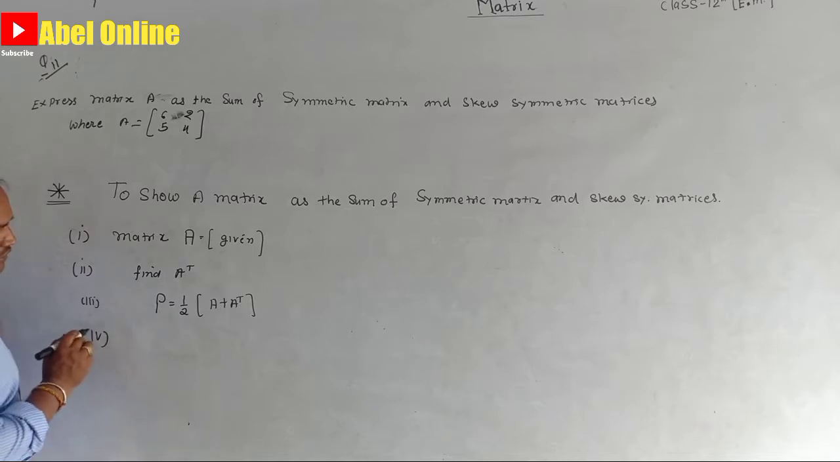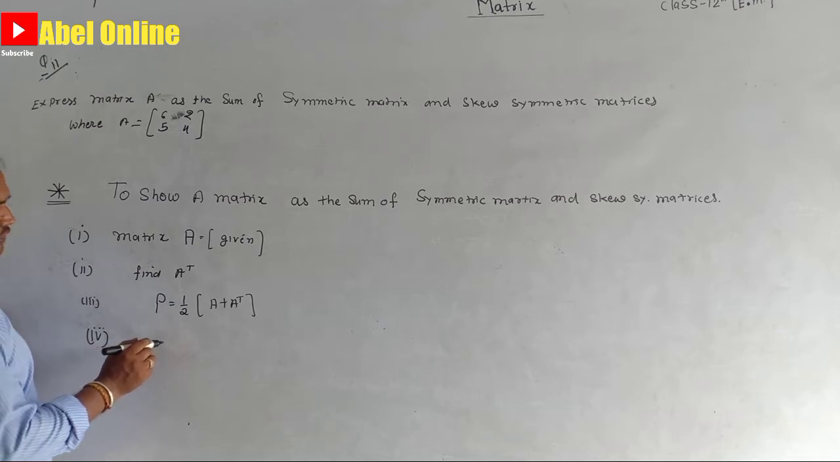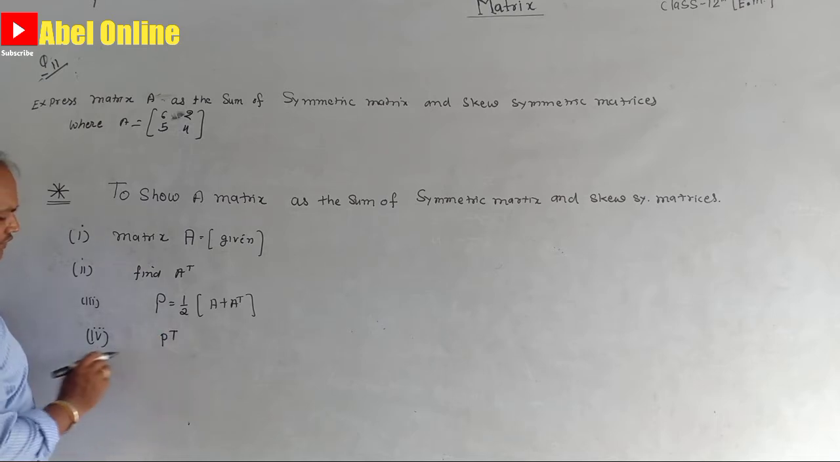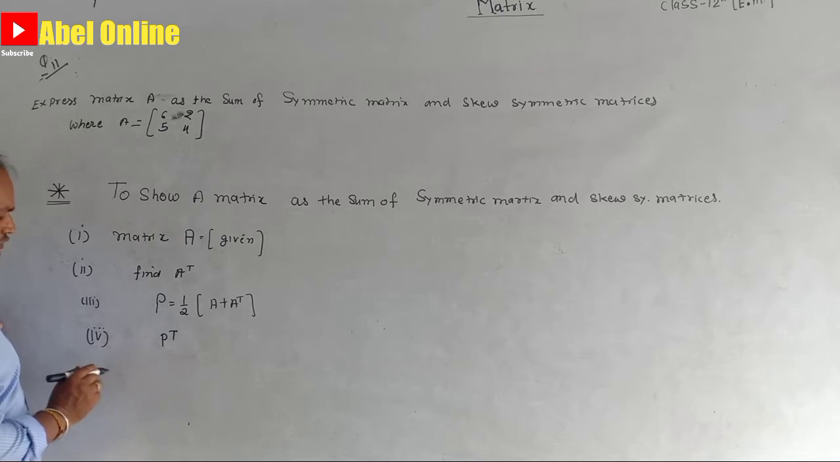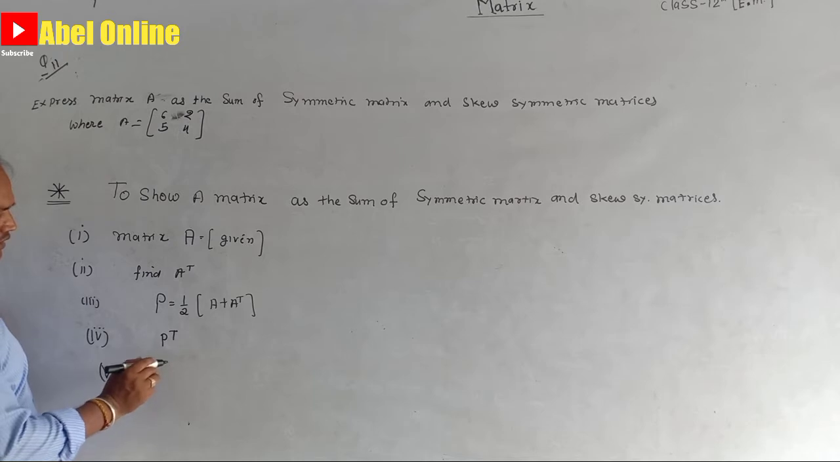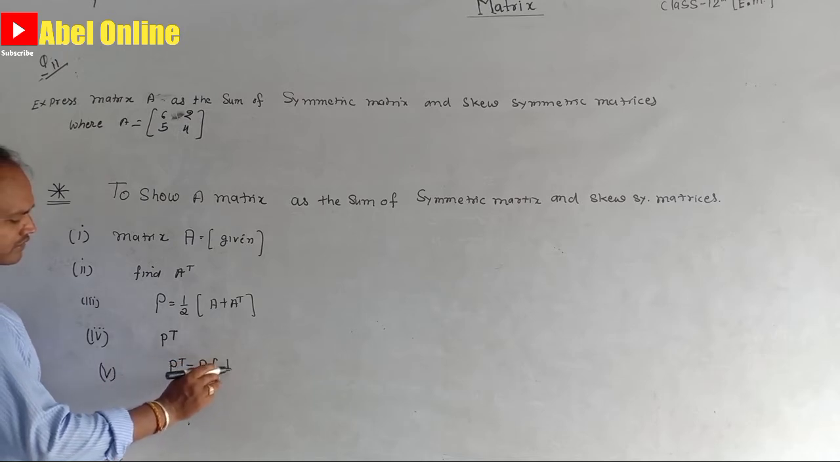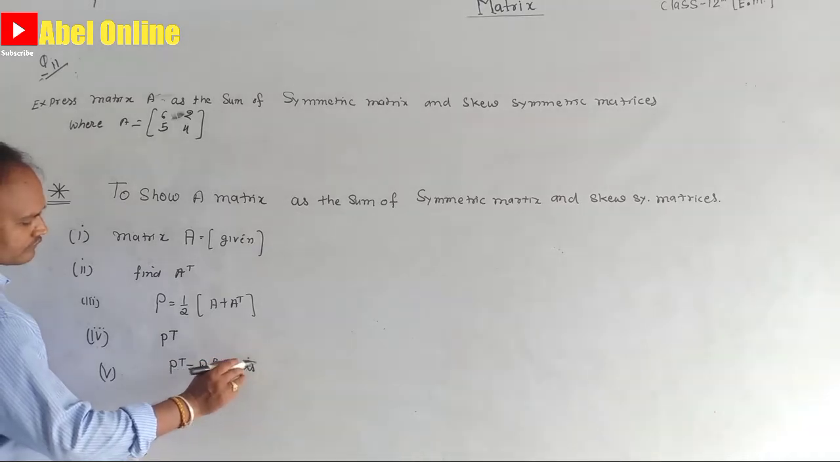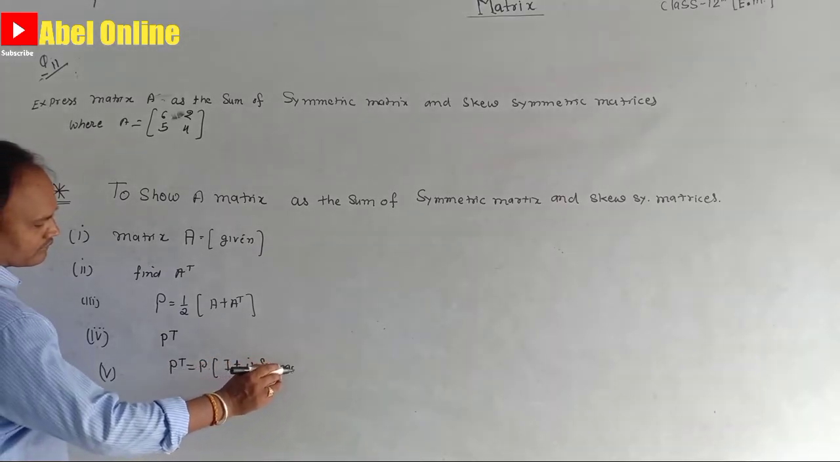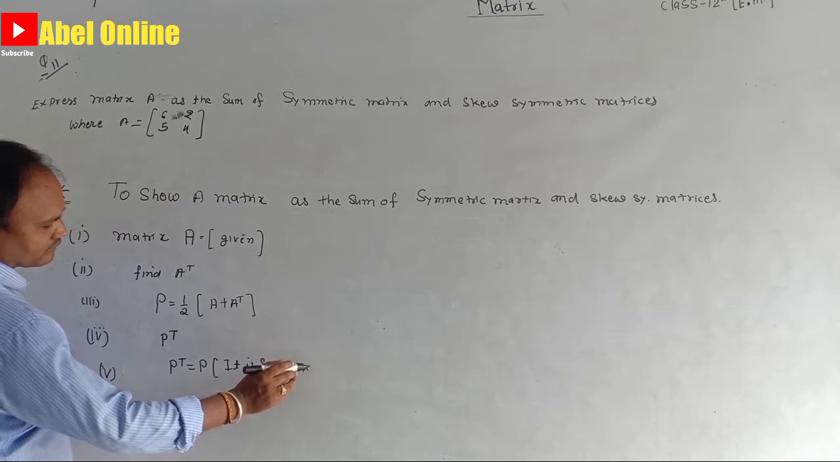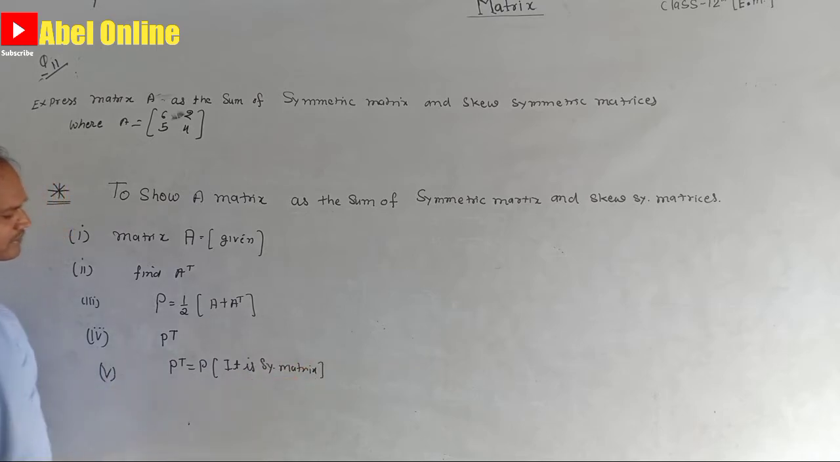In the next step, what you have to do? You have to find P transpose. In the fourth step, you have to find P transpose. What about the next step? It is the fifth step, and you have to show that P transpose is equal to P. It means it is a symmetric matrix. P transpose equals P, so we can say that it is a symmetric matrix.